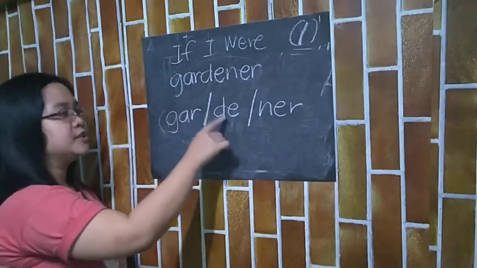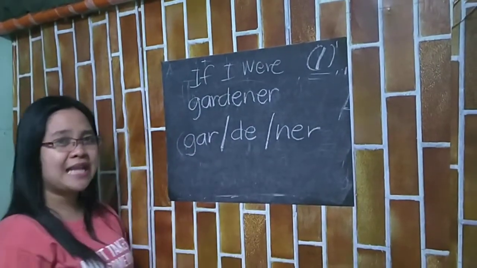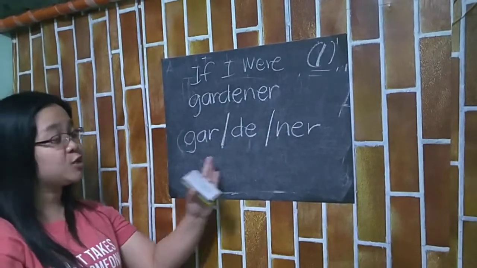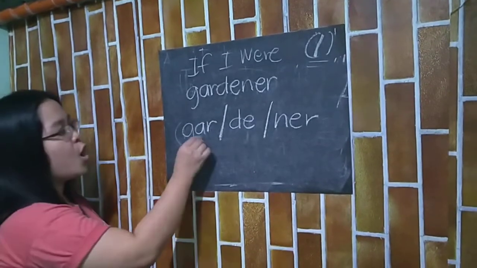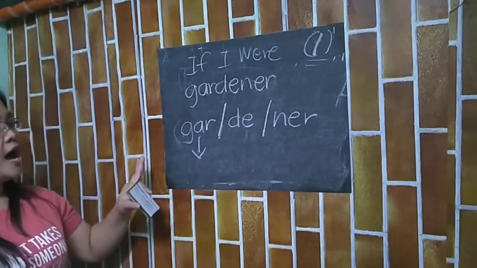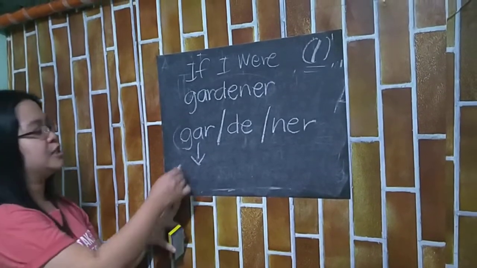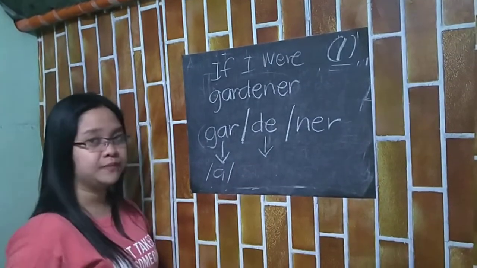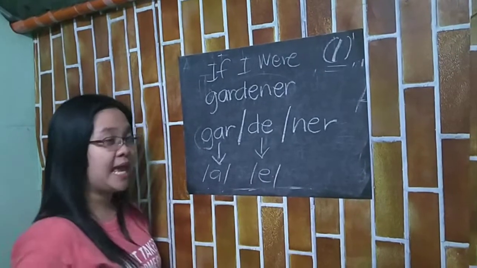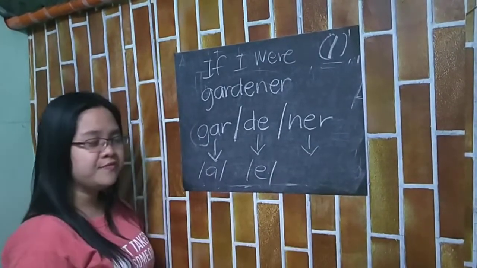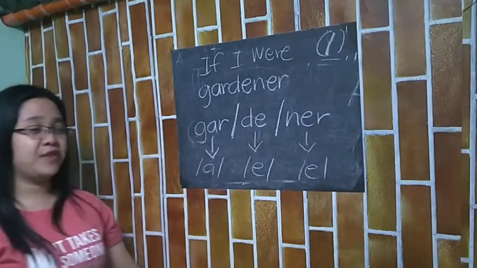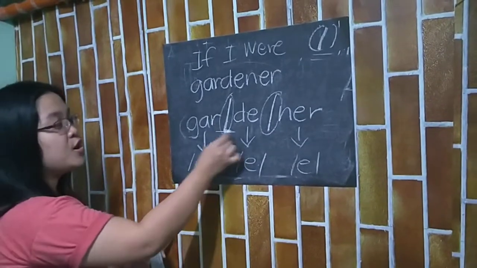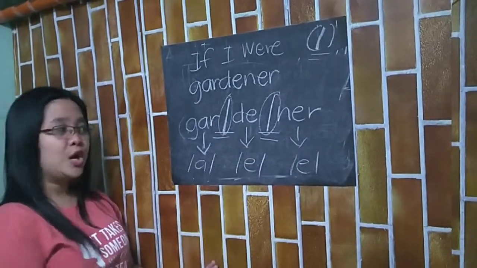Again, gardener. Now, can you hear a vowel sound in each part? Yes, we can. On this part, gar, what vowel sound can be here? Okay, so we have the vowel sound a. Very good. How about on the second part? We have the vowel sound e. And on the last part, we also have the vowel sound e. Very good. And look at the symbol that I use to show each part. We use a slash in between. So what is this again?